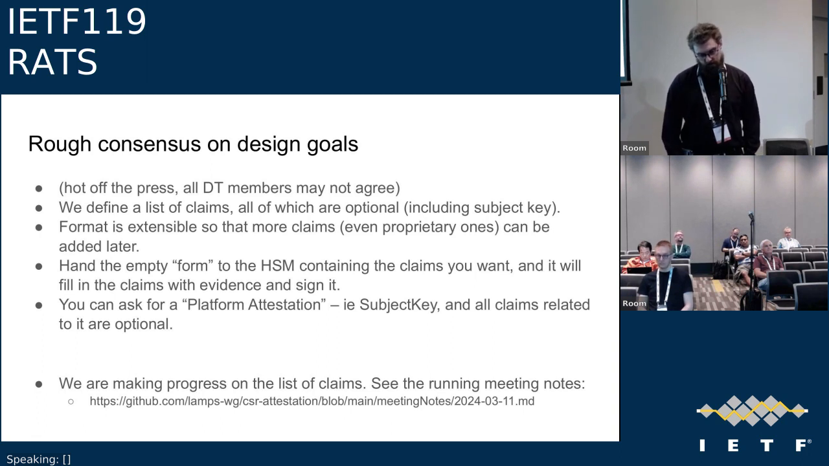Yeah, and as I said, all the key stuff needs to be optional. So we're making good progress on the list of claims. We've got this running list of claims in the meeting notes that's growing. I think we'll probably need to prune it down a bit. It's probably gotten a bit unwieldy, but we're making progress at building out what we think is a base set of claims here. Next, please.